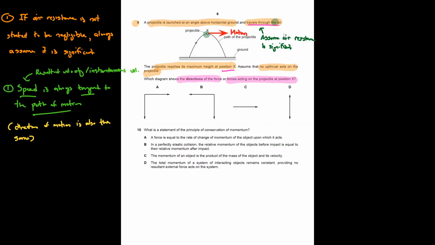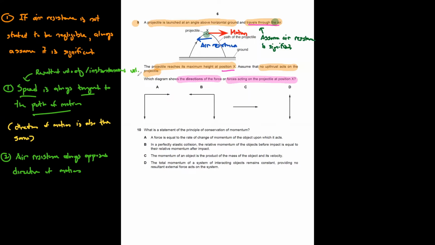So from there, what can you then do? You know that air resistance always opposes direction of motion. Now that you already determined that air resistance is significant, where is the direction of air resistance? Air resistance always opposes direction of motion. So in your case, if you already established that the motion is going towards the right at position X, your air resistance is obviously going to oppose it. So this is the direction of your air resistance going towards the left.